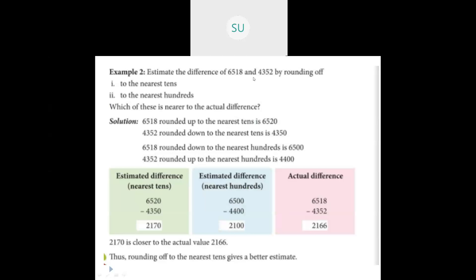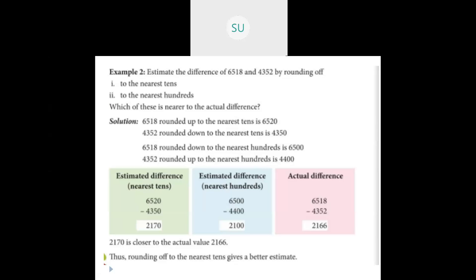Now estimate the difference of 6518 and 4352 by rounding off first to the nearest tens and then to the nearest hundreds. First to the nearest tens. 6518, when you round it off to the nearest tens, what will you get? Now 8 is in the ones place, and 8 is greater than 5, so we'll add 1 to the 1 which is there in the tens place, so that becomes 6520. And 4352: here 2 is there in the ones place, so the tens digit remains as it is, so 4350.